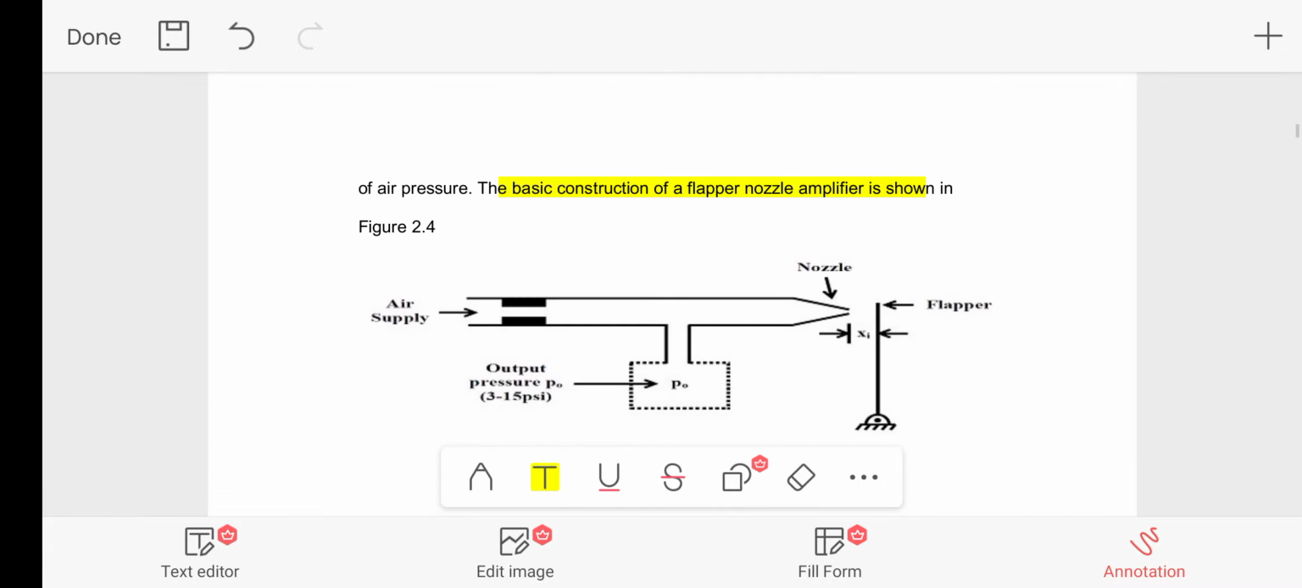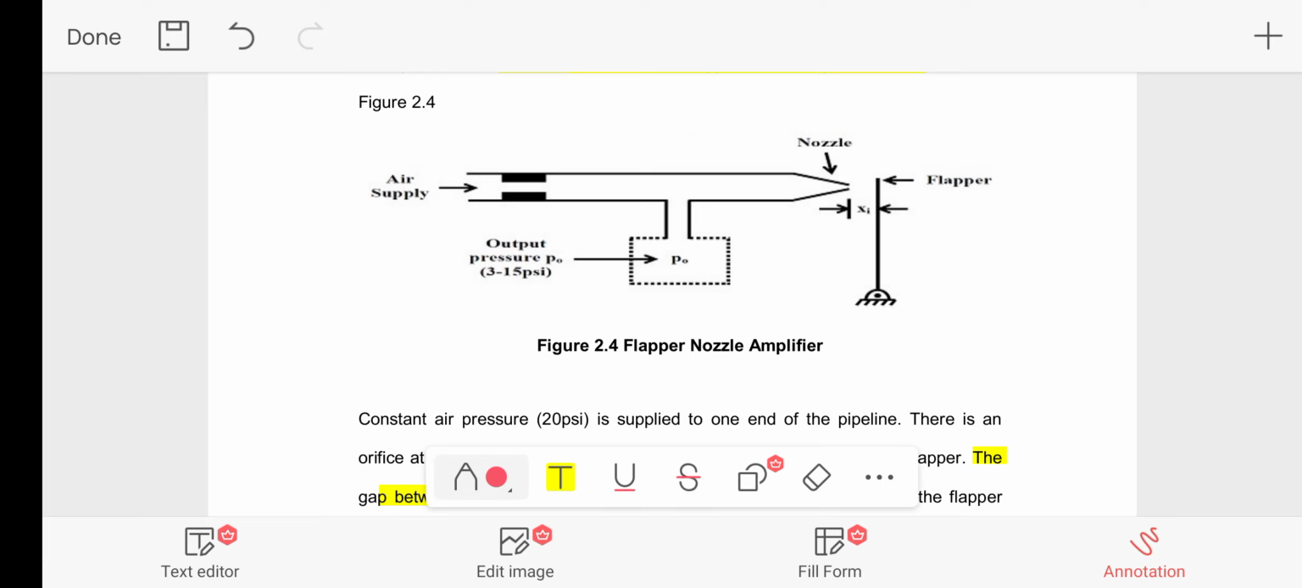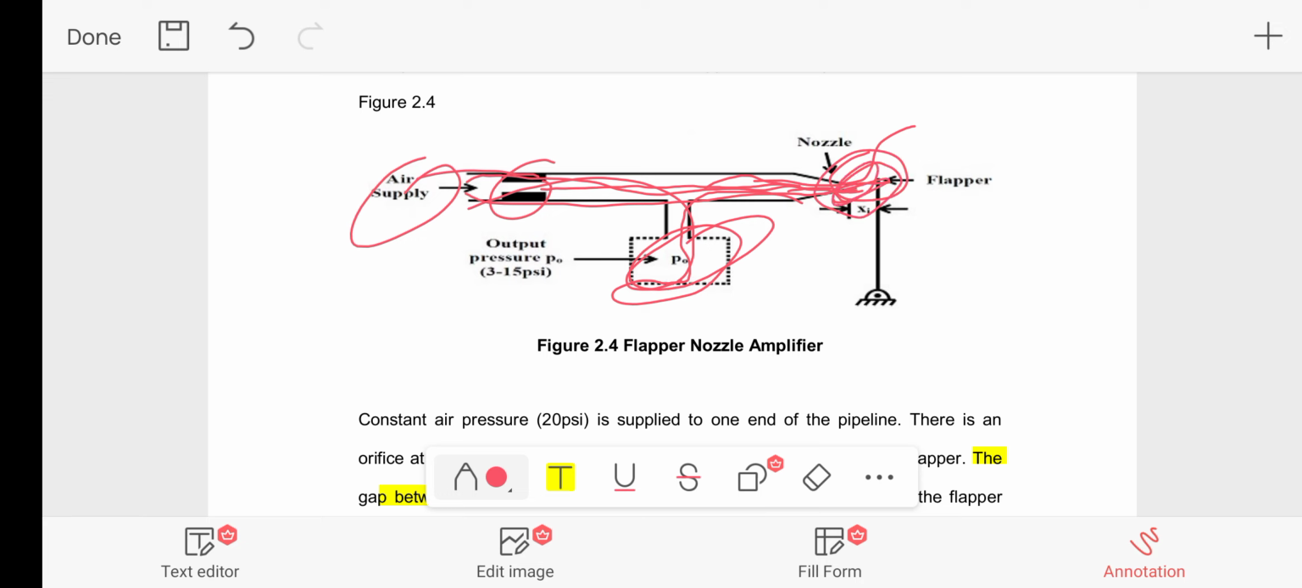One more time, see. Air pressure comes through the restriction; the nozzle is open, so the air escapes automatically. Suppose we adjust the flapper toward the nozzle, so back pressure is created and the output comes. Suppose the air supply comes and the flapper nozzle is fully closed, so all the input air supply comes to the output. So the nozzle flapper distance determines the output pressure.